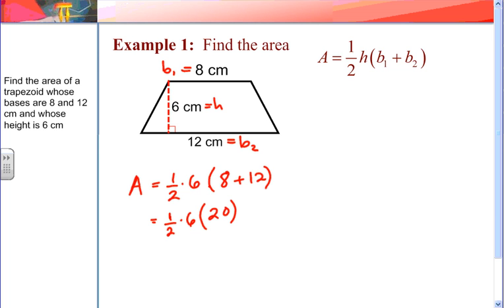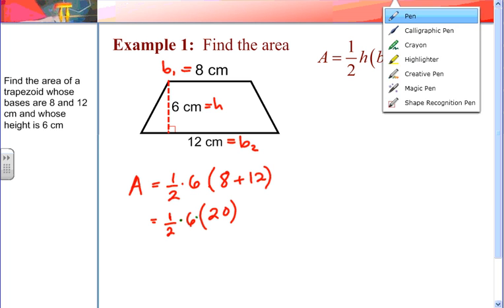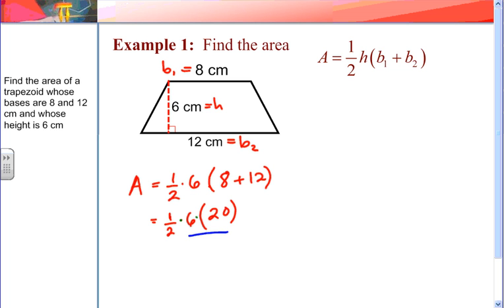Now here I have some choices, because really what's going on here is all multiplication: 1/2 times 6 times 20. I could, if I wanted to, multiply 6 times 20 together first, but that's a big number. So let's not do that. Instead, let's multiply 1/2 times 6 together first. So 1/2 of 6 is 3. Now my problem becomes 3 times 20, and 3 times 20 is 60. Now let's go back to our units. They were centimeters. This is area. So my area would be 60 square centimeters.